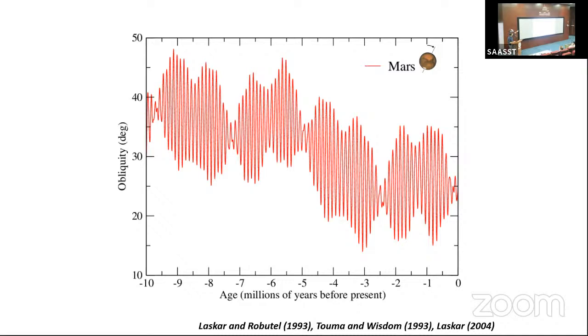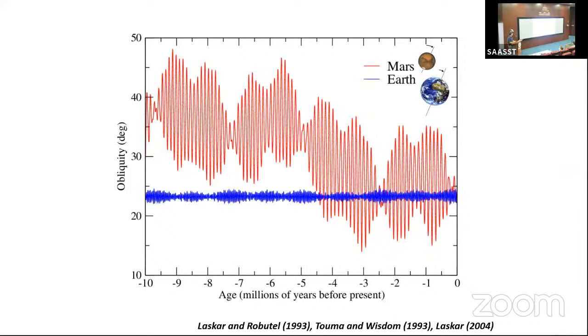This is the obliquity of Mars that has been reconstructed by an astrophysicist. And you can see on the right, it's present, zero. And if you go into the past, you can see strong variation by tens of degrees. 5 million years ago, it reached more than 45 degrees obliquity. If you compare that with the Earth, obliquity is just varying between plus or minus 1.4 degrees.